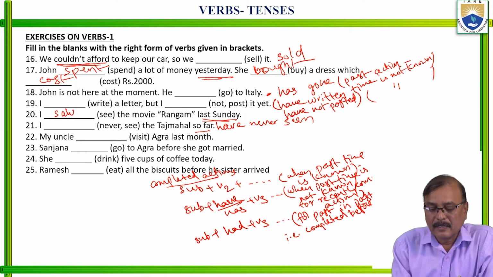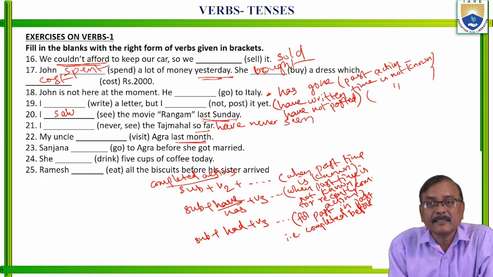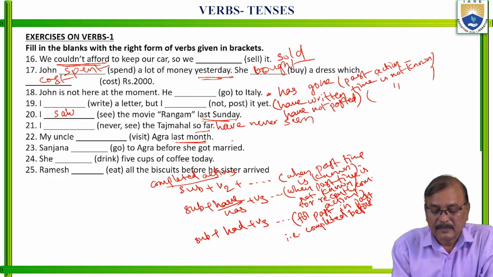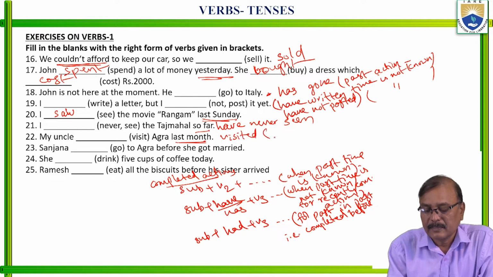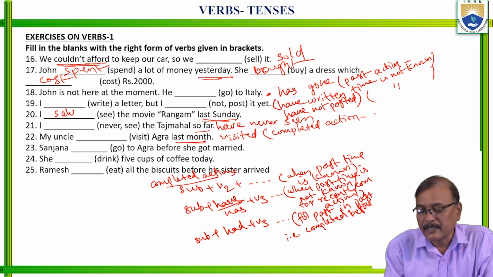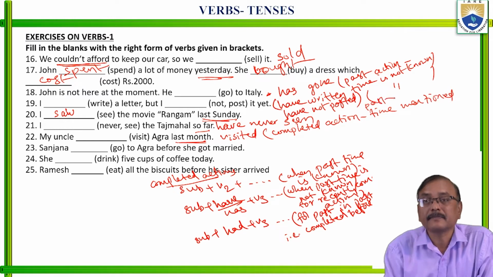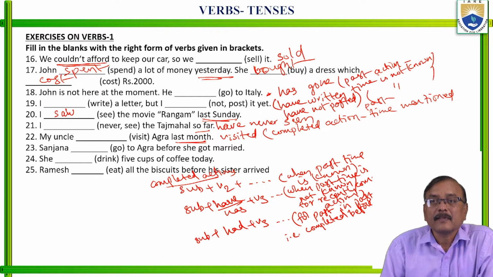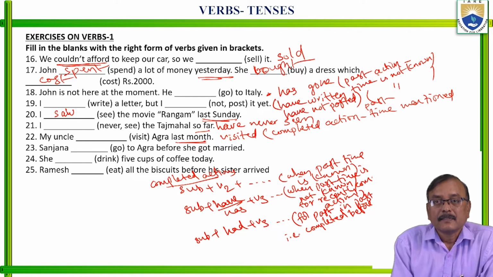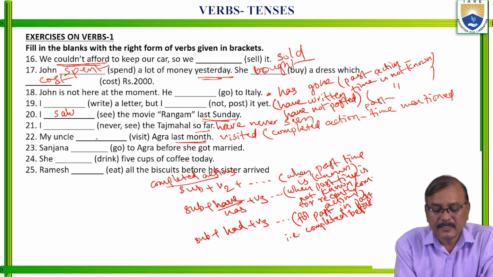Right. My uncle dash visit Agra last month. So time is mentioned. Completed action, time is mentioned. So simply use here V2 form. My uncle visited Agra last month. This is completed action. Time mentioned. Past time mentioned. Is it clear? Next. So, when time is mentioned here, just use V2 form.